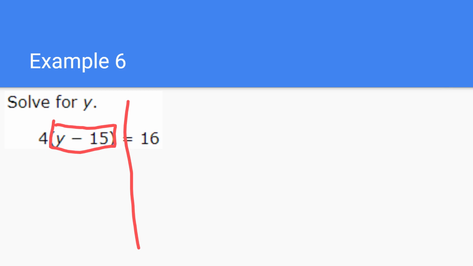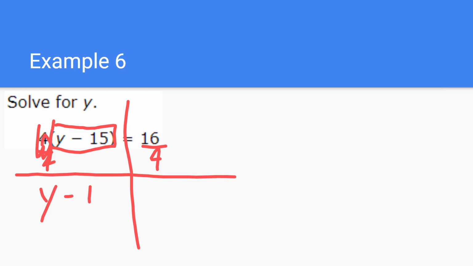Draw my river, box up my variable. At this point, you guys should be able to get this on your own, right? I'm left with 4 times, so I'm going to divide by 4 instead. These 4's are going to cancel out, and then I'm left with y minus 15. And then 16 divided by 4 is 4. So now, box up my variable again. I'm left with minus 15, so instead I'm going to add 15.